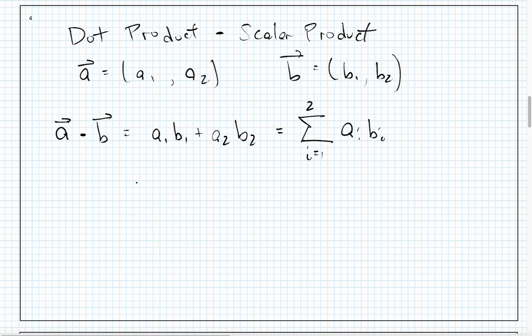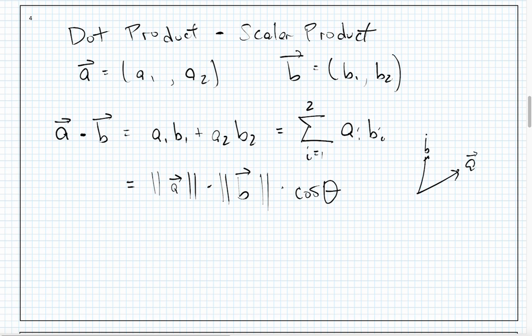And there was another way that it got defined, which is that this was equal to the magnitude of A times the magnitude of B times the cosine of the angle between them. That's assuming that A goes that way, and maybe B goes that way, and here's theta, which is the angle between them. I'm not going to prove that this equals that, but why don't we consider an example?